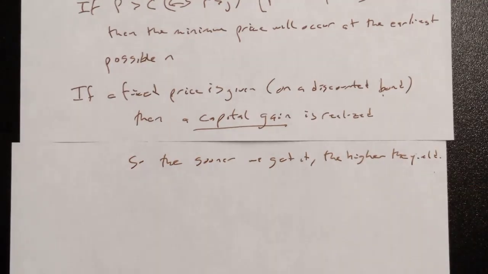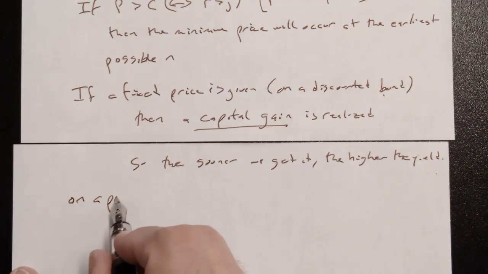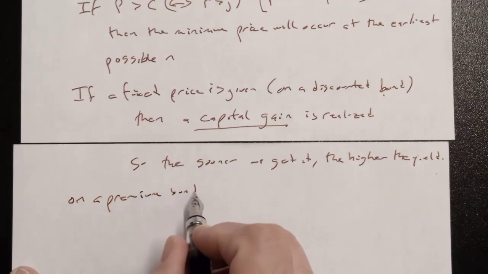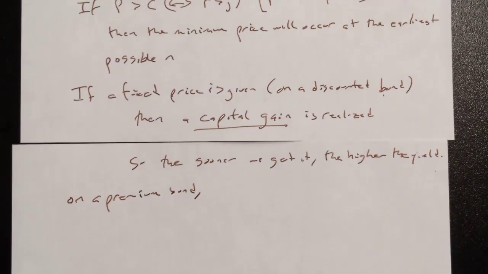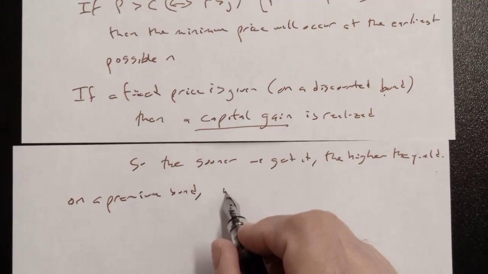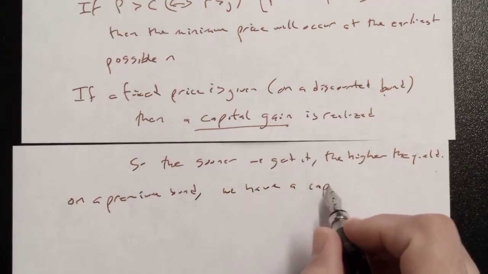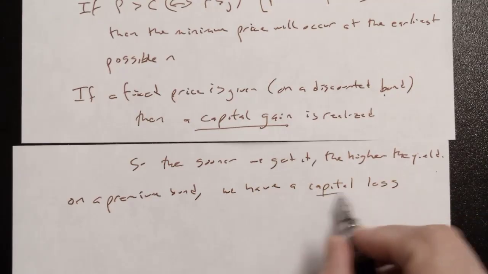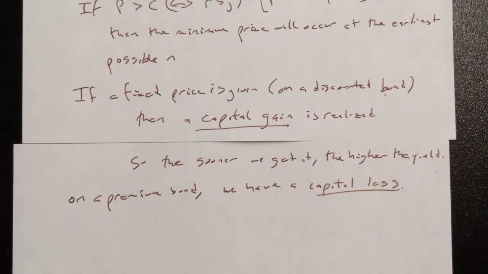What's the reverse situation in a discount, in a premium bond? What would I get on a premium bond? Exactly. And if I get a capital loss, then the sooner I get it, the lower the yield.